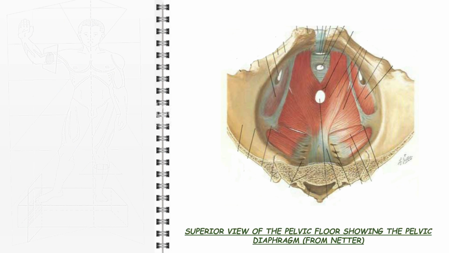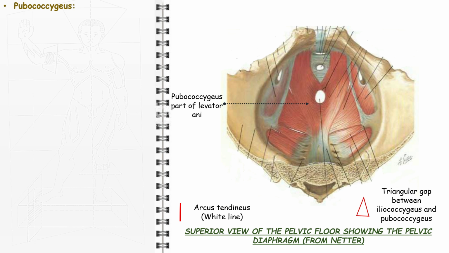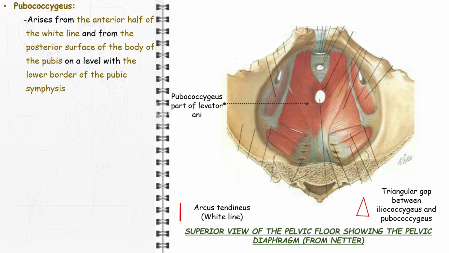The pubococcygeus part is that part of levator ani which arises from the anterior half of the white line and from the posterior surface of the body of the pubis on a level with the lower border of the pubic symphysis. There is often a triangular gap between the adjacent borders of this muscle and iliococcygeus.